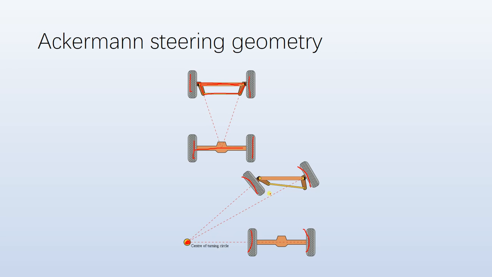The Ackermann steering geometry also tells us the relation between the steering angle, which is shown here, and the radius of the route of each wheel. I'll talk in detail about this geometry in my report and future work.